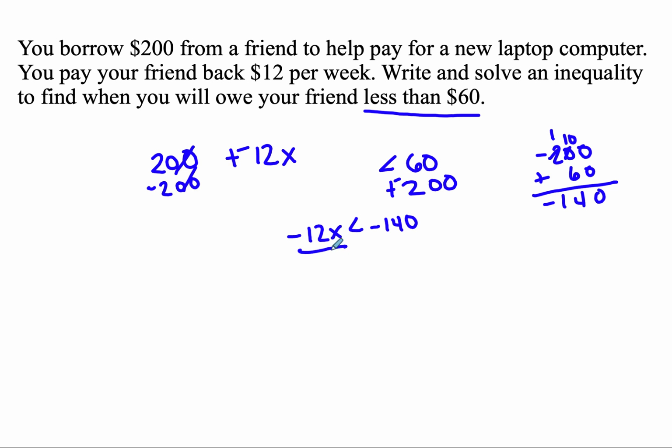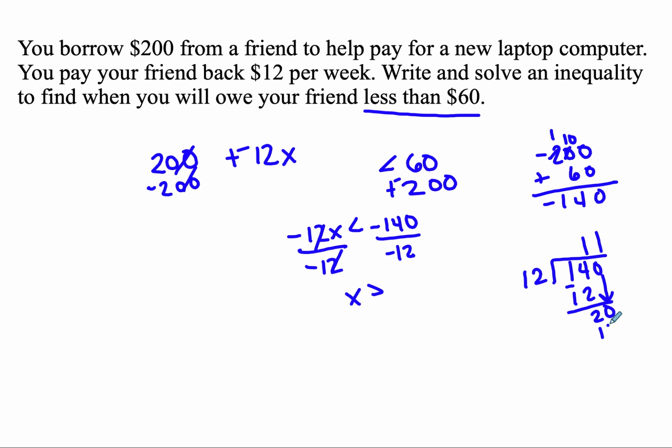Now I'm going to divide by that negative 12. All right, I divided by a negative, so I need to flip that inequality sign. And then negative 140 divided by negative 12, those numbers are pretty big and I don't know them off the top of my head, so I'm going to do my math over here. 12 goes into 14 once. When I subtract to get 2, I bring down a 0. 12 goes into 20 also once. 1 times 12 is 12. I subtract to get 8.